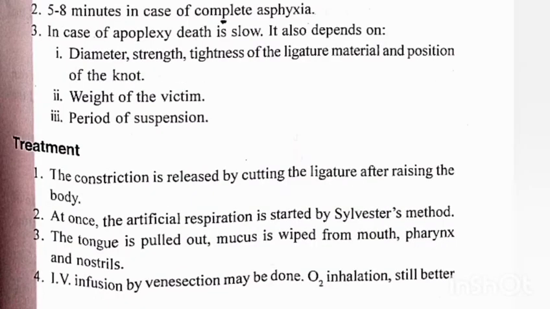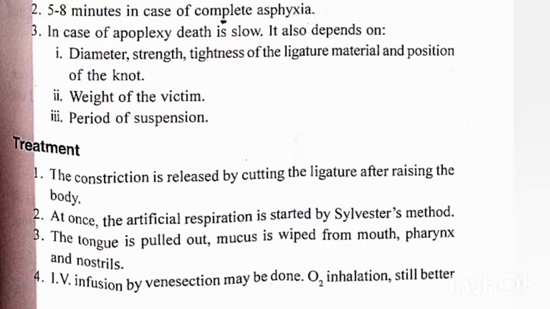Now we go to what is the treatment during hanging. If we find a person who has attempted hanging, then for treatment the constriction should be released by cutting the ligature after raising the body. Then, if we see that the person is alive, at once we should give artificial respiration, which is started by the Sylvester method. What is it? We will discuss it later.